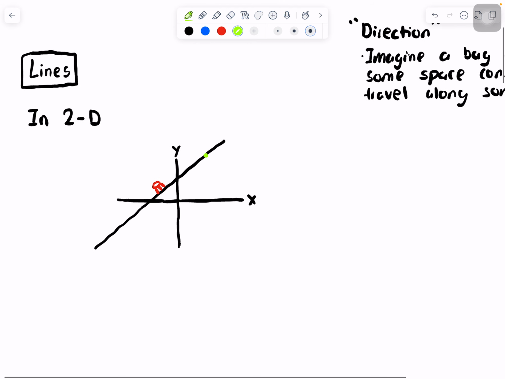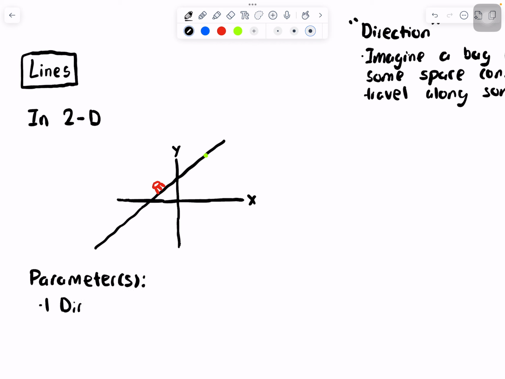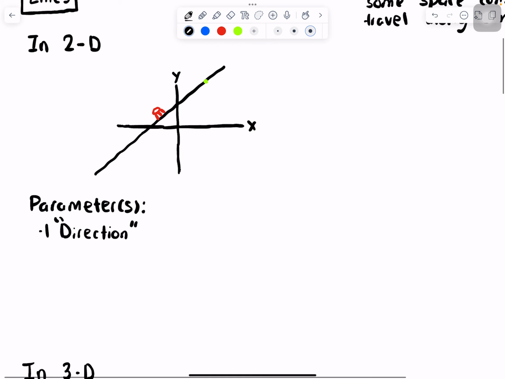Okay? So that means the parameters I need to define a line in 2 dimensions would be one direction, and not the band. I hope someone got that joke. And one point.